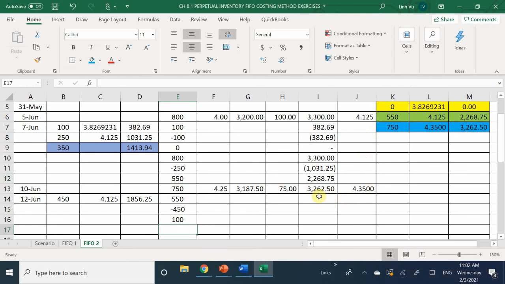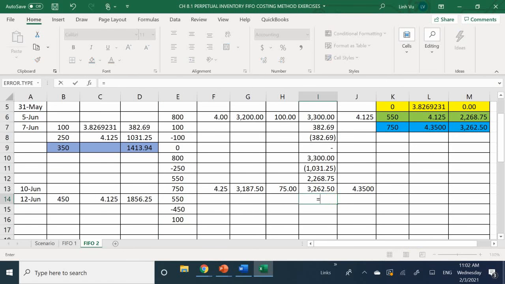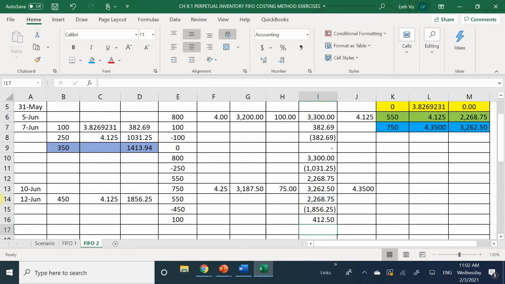Okay. And of course, same thing here. I'm going to pull down the information from above, subtract out this 1856.25 to get me a grand total of 412.50, which is exactly, if you just calculate it, 100 times the 4.1250, you should be able to get 412.50. Okay.